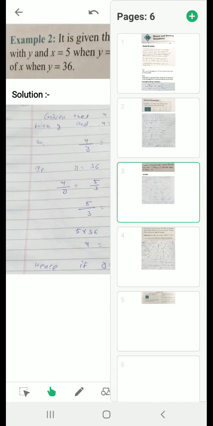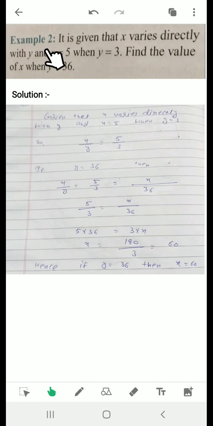Okay. The next example, example number 2. It is given that x varies directly with y. Last time the table was given, now a table is not given. So x equals 5 and y equals 3. Because x varies directly with y, x upon y is equal to 5 upon 3.